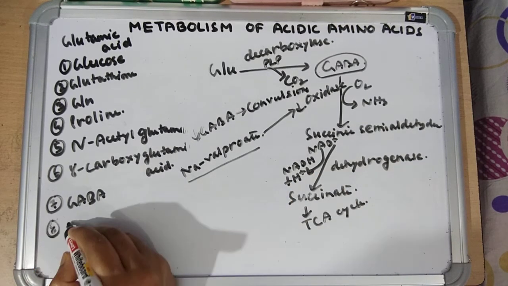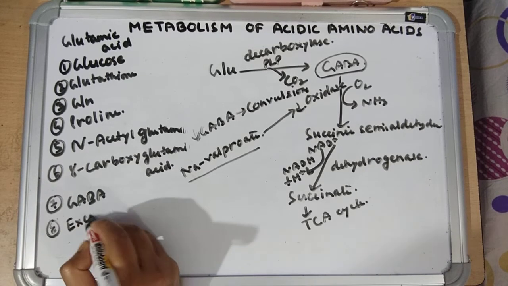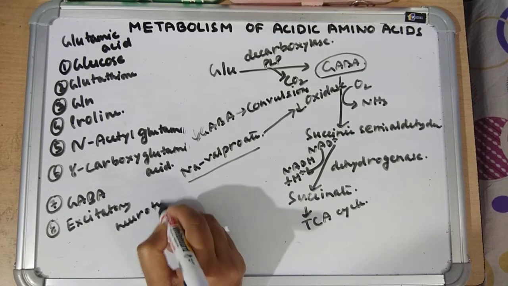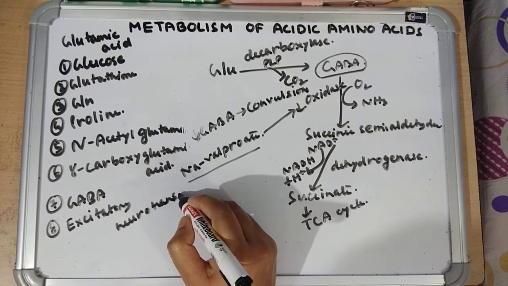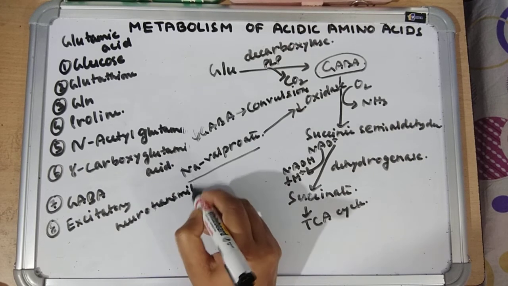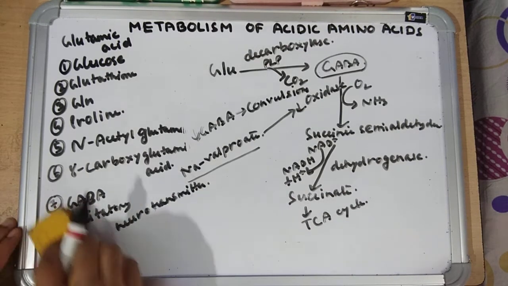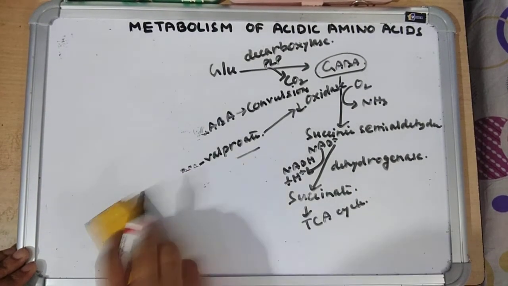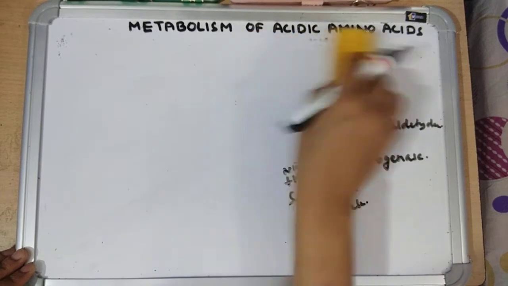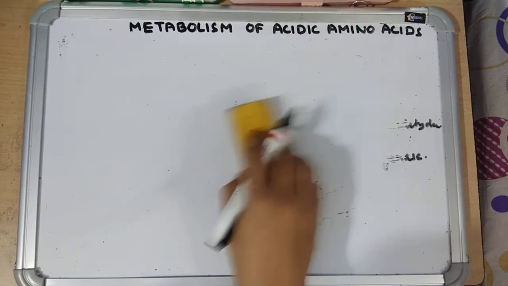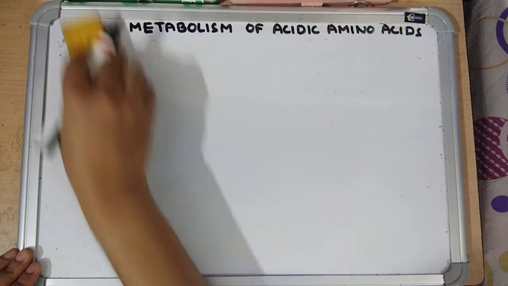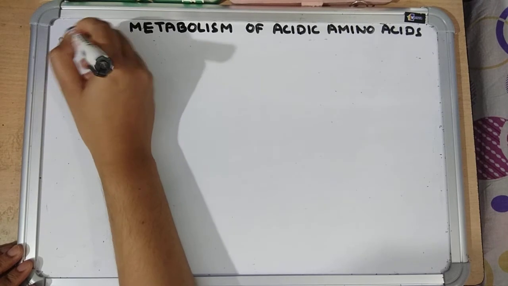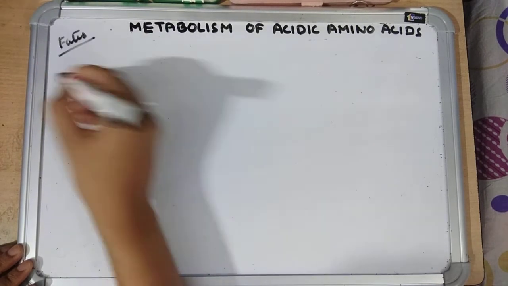Now number 8, glutamate itself acts as an excitatory neurotransmitter. Its mechanism of action is it opens chloride channels. This is about glutamic acid. Next is aspartic acid. Like glutamic acid, it is a glucogenic non-essential amino acid. Synthesis is already discussed. Now the fates and utilization, important metabolic reactions of aspartate.